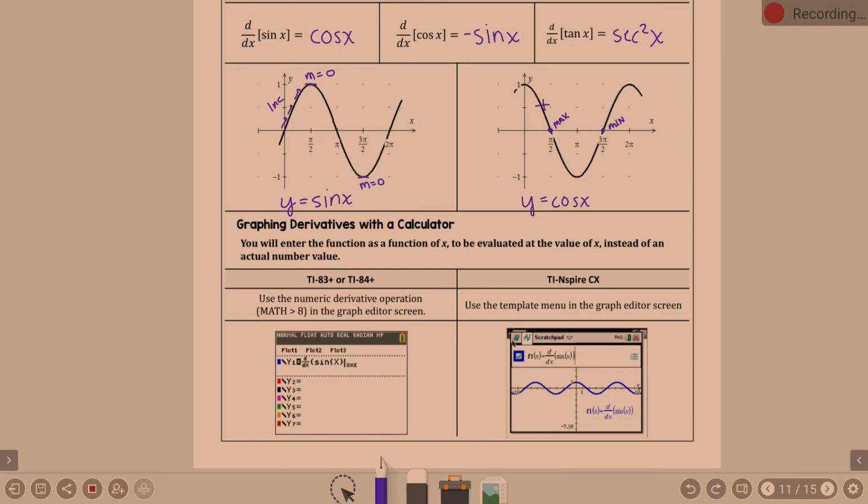What's my graph doing from pi over 2 to 3 pi over 2? It is decreasing, yes? If it's decreasing there, what is the slope over here? It's negative. And of course, what's happening on the end here? It is increasing. An increasing slope is positive, and notice over here that this is a positive value.